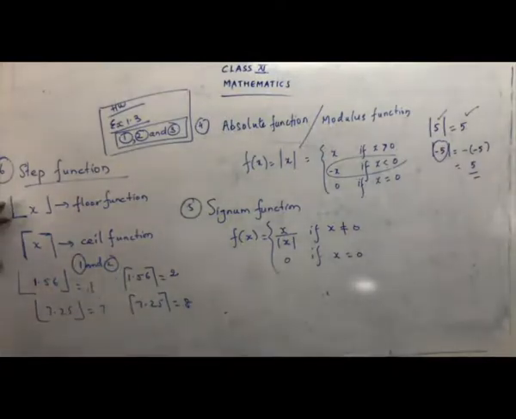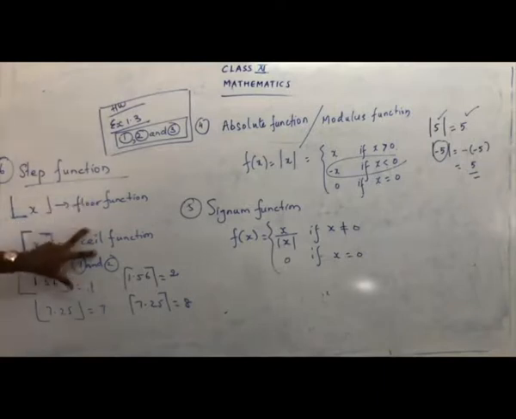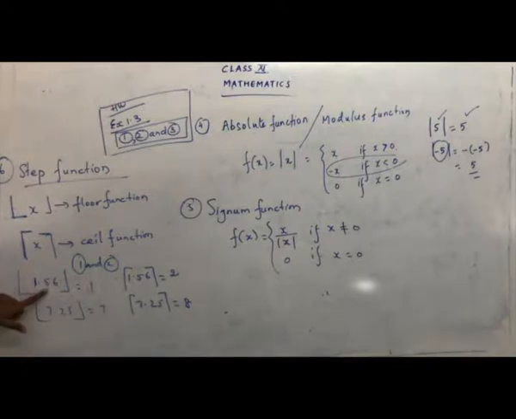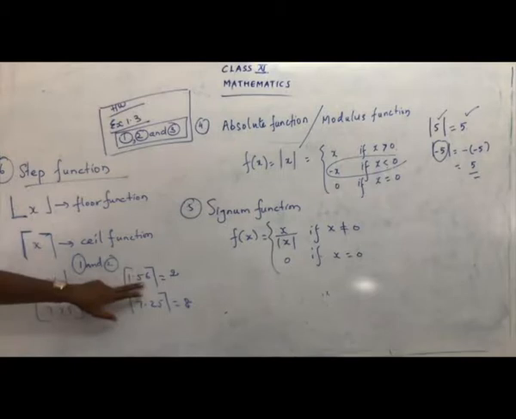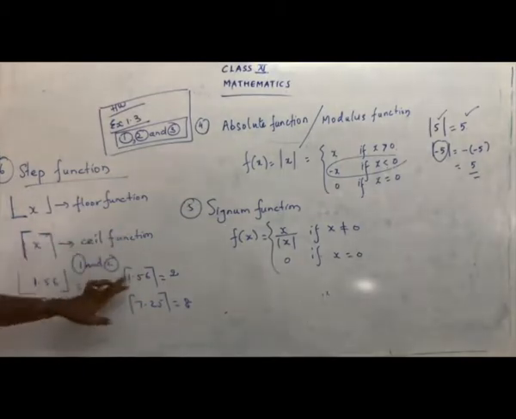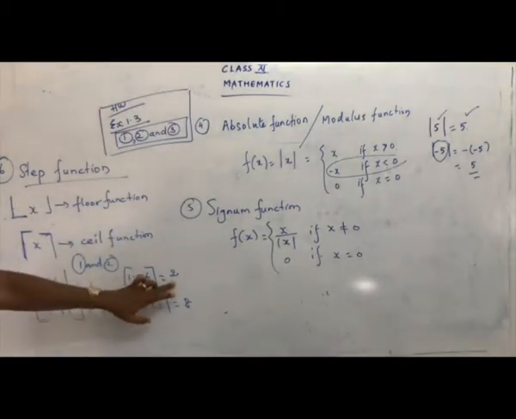We have not used this function before, so this is a new function. Don't get confused with this function. Remember, under step function you have two functions: one is floor function and one is ceil function. Floor, the L touches the ground. Ceil, the L is on the ceiling. When you are finding the floor of 1.56, take the smallest number. You know that it lies between 1 and 2, so take the smallest number, 1. For the ceil of 1.56, take the biggest number. It is lying between 1 and 2, so you have to take the number 2.